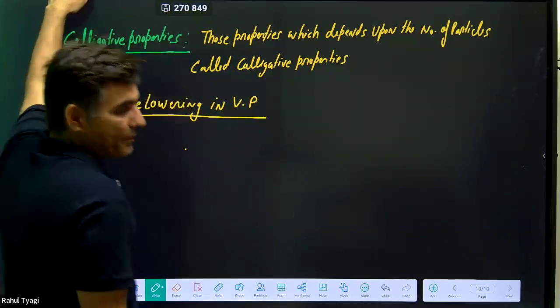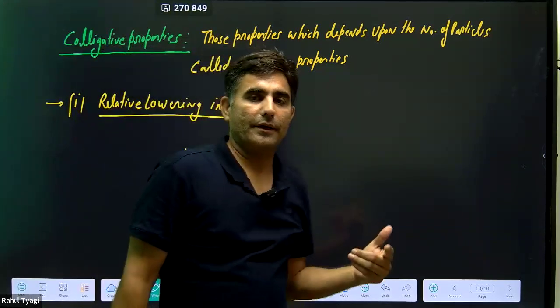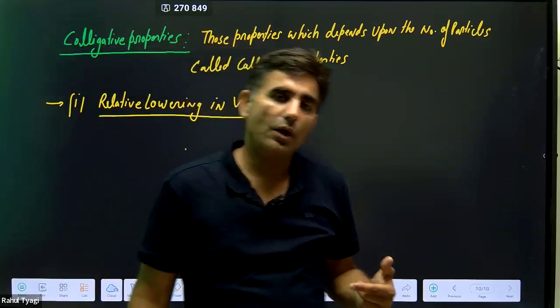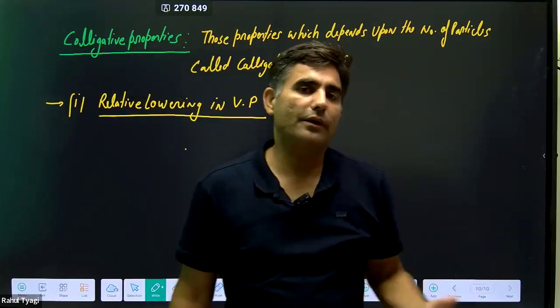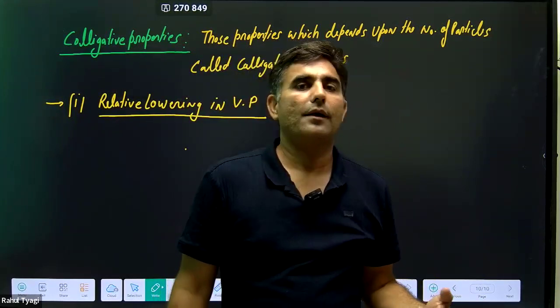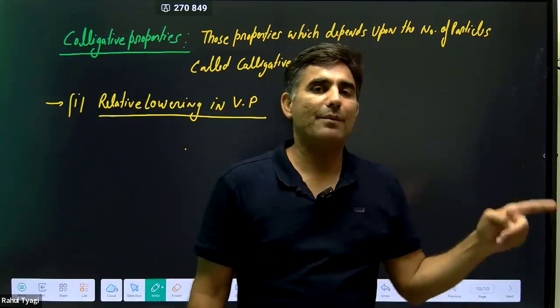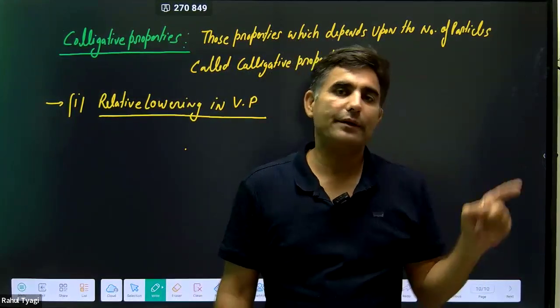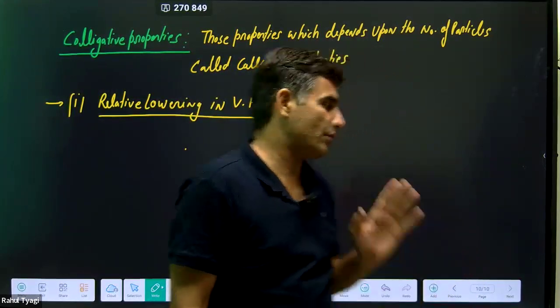Children, vapor pressure is not a colligative property. Lowering in vapor pressure is also not a colligative property. But relative lowering in vapor pressure is a colligative property. Try to understand this one always.